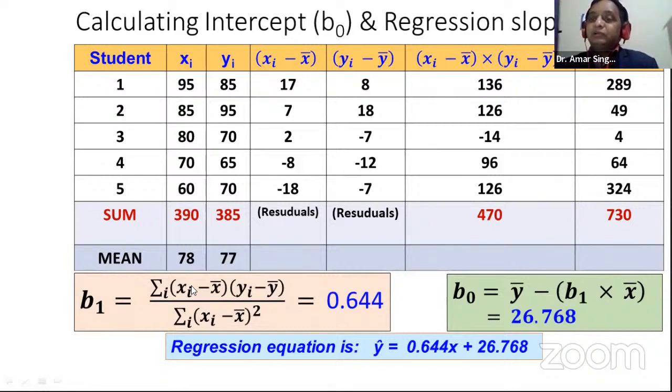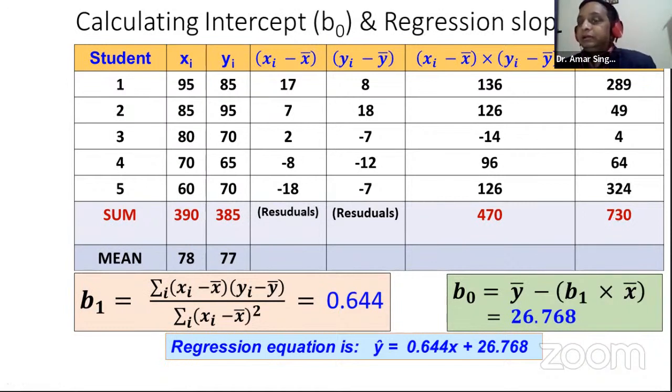After that, I have to multiply these two terms. After multiplication, I will get these values. Compute the summation of it. So the upper part of this equation will be 470. Now in the lower part, compute xi minus x mean, and square this term. So 17 multiplied by 17 is 289. 7 multiplied by 7 is 49. So I got 730 here.